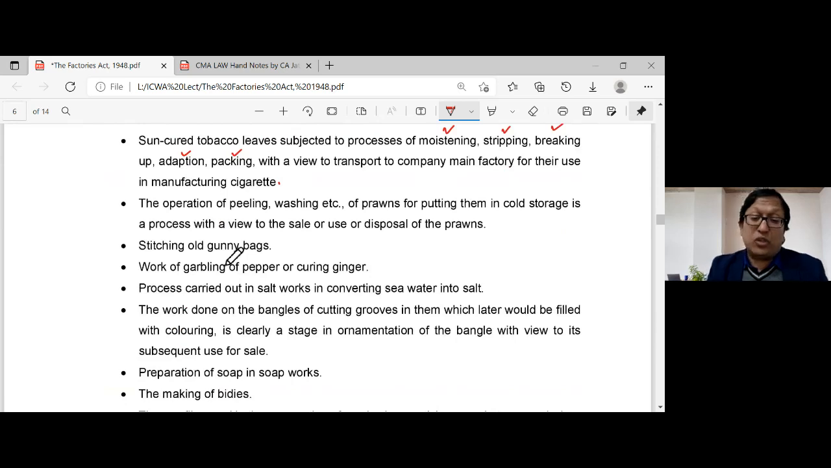Then we have the operation of peeling and washing of prawns for putting them in cold storage. This is also considered a manufacturing process. Stitching old gunny bags. You will find them in many factories, particularly in warehouses. There are many gunny bags, and those gunny bags are torn and they are stitched. So stitching old gunny bags is also an activity of manufacturing. And work of garbling of pepper or curing ginger.